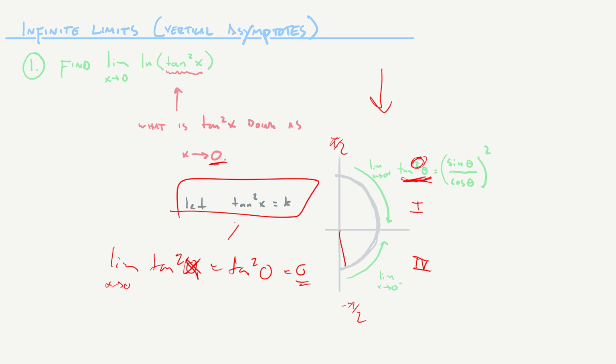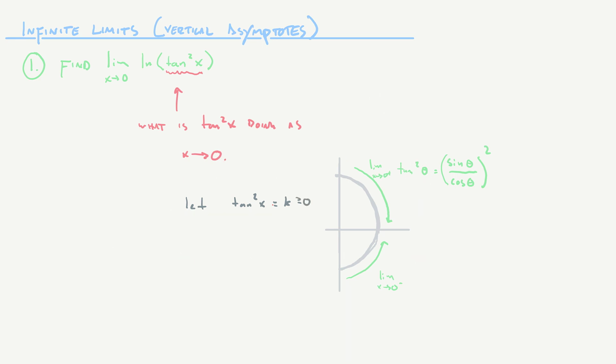Now, when I'm saying that we're letting tangent squared of x be equal to k, what we just figured out is that no matter what k is, it's going to be greater than or equal to 0. It cannot be negative, by nature of squaring. So as x gets closer to 0, k is also getting closer to 0, but only from the right, only from positive numbers. And that is very important, because there does exist a right-hand limit for the natural log function.